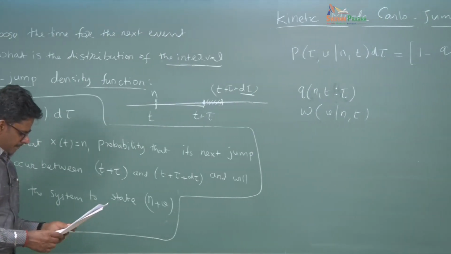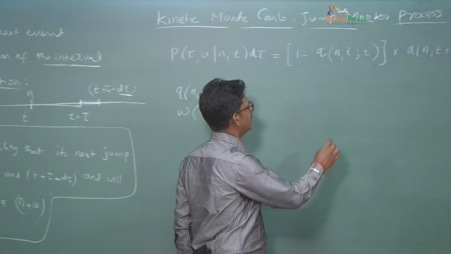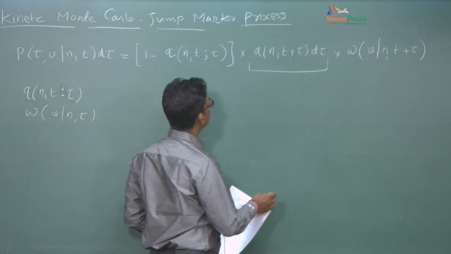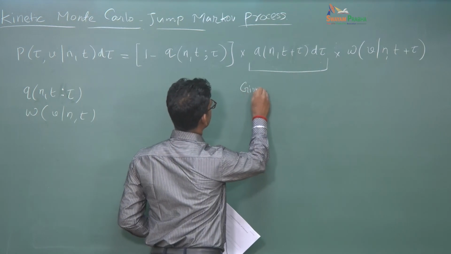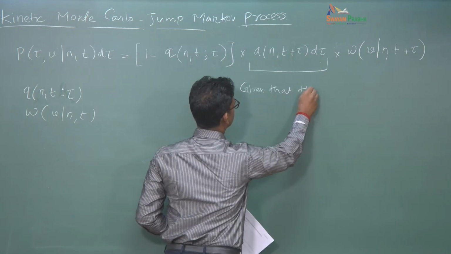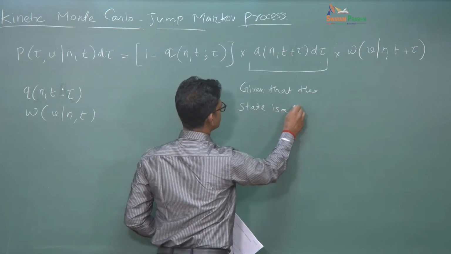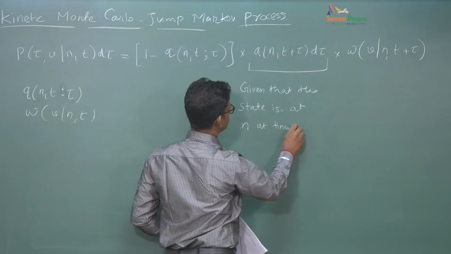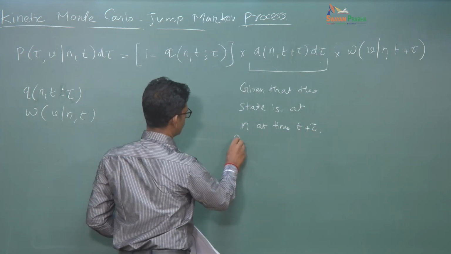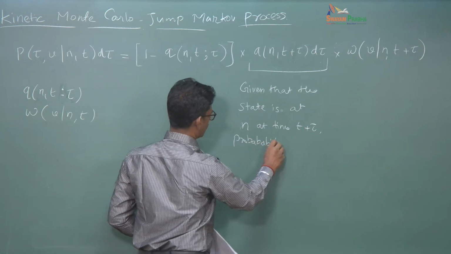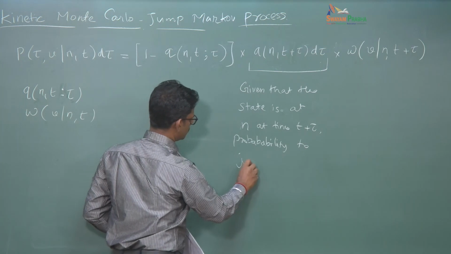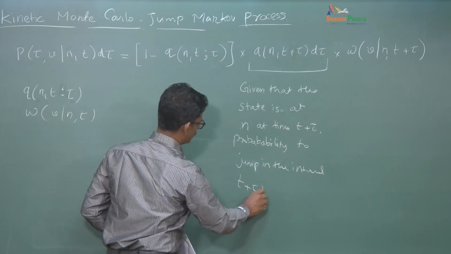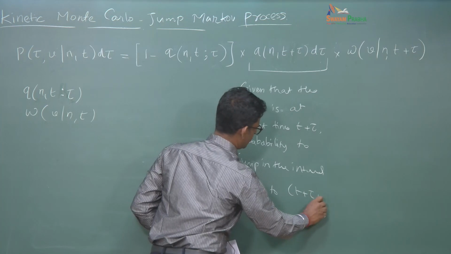Okay, so this basically is, given that the state is at n at time t plus tau, the probability to jump in the interval t plus tau to t plus tau plus d tau.